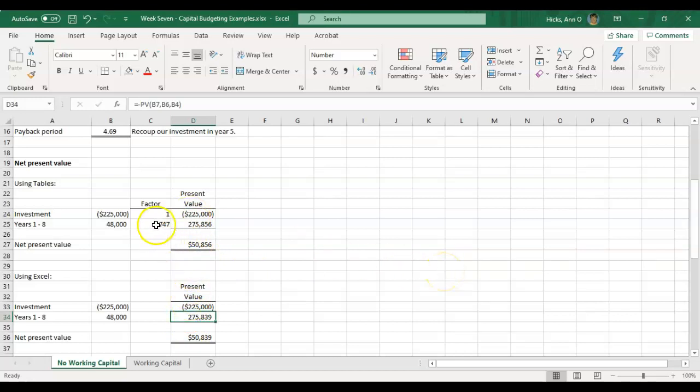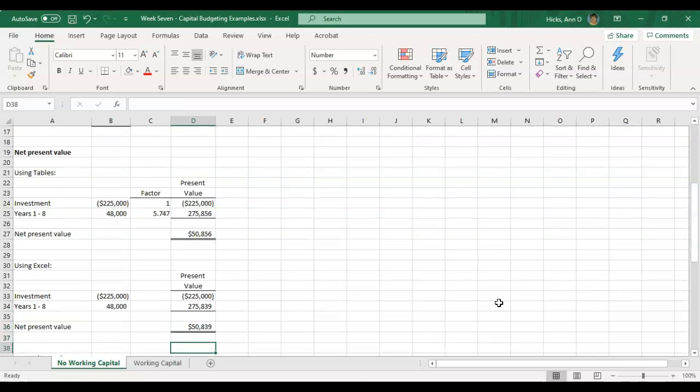Notice there is a slight difference between the two methods. That's normal, primarily because this factor that we're using has been truncated, whereas the Excel function will, of course, carry everything out as far as it needs to go. But the differences that you should get between the two methods are negligible. So in this case, we come up with, using Excel, a present value of 50,839. Either method, as far as I'm concerned, is fine, whichever one you're more comfortable with.